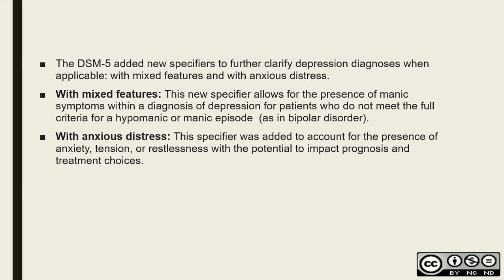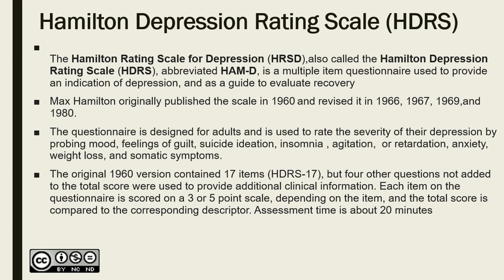So let us move on to the Hamilton Depression Rating Scale. It's also called as HAMD. HDRS is a multiple item questionnaire that is used to provide an indication of depression and as a guide to evaluate recovery. Max Hamilton published it first in 1960, which had undergone revisions in 1966, 67, 69, and 1980.